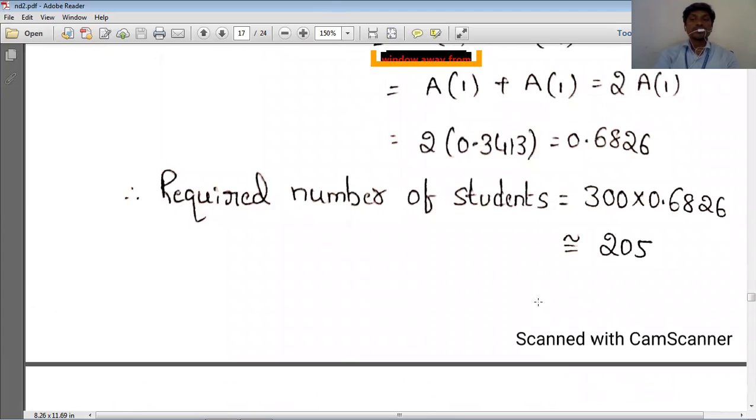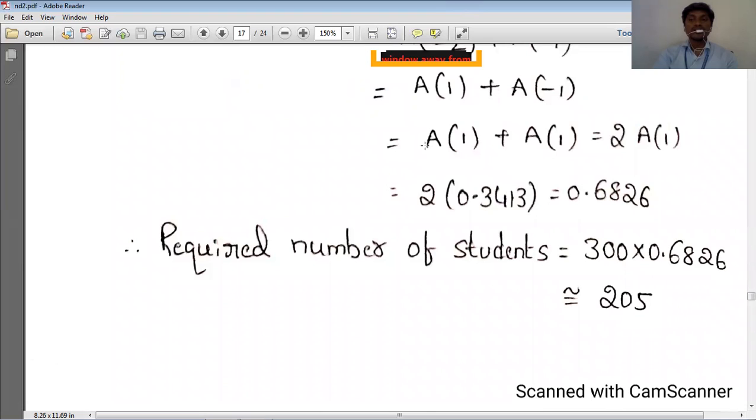0.6826. By multiplying that, we got 300 into 0.6826, which is approximately 205. So that is the number of students. So 205 students having masses between 65 and 71 inclusive. Okay, same as the previous one.